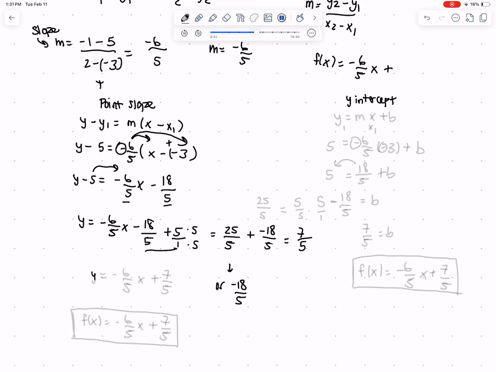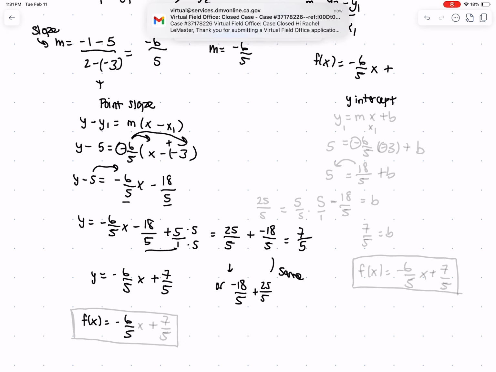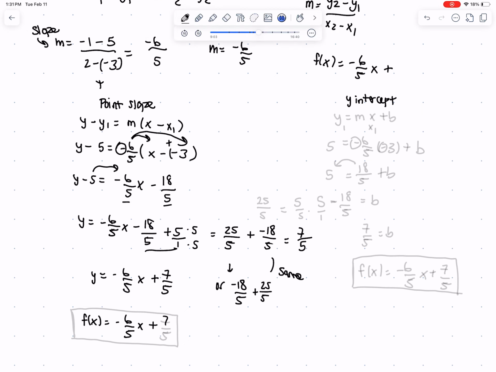Now we can write it in this form, simplified, x plus 7/5. And the last step that we need to do is we need to add f of x equals -6/5x plus 7/5. And this is the full equation for our linear function.